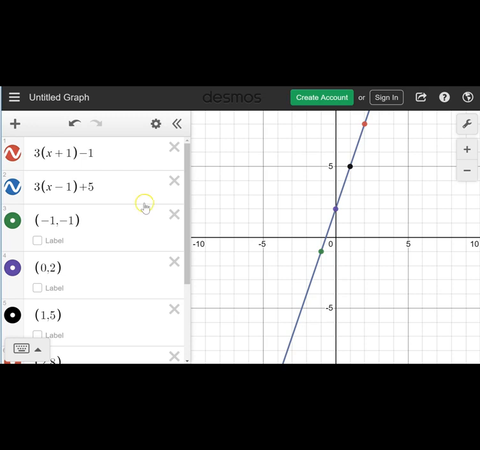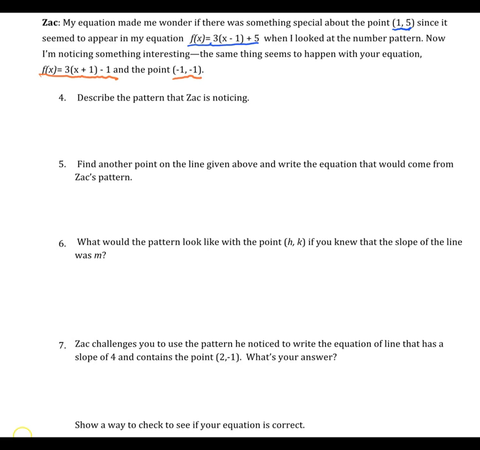So what we learned from this is it doesn't matter which point you use, whether Zach used (1, 5) or Sion used (-1, -1), as long as you follow a certain pattern, you can write a linear function rule in point slope form. So then Zach noticed, my equation made me wonder if there was something special about the point (1, 5), since it seemed to appear in my equation, f of x equals 3 times (x minus 1) plus 5, when I looked at the number pattern. Now I'm noticing something interesting. The same thing seems to happen with your equation, f of x equals 3 times (x plus 1) minus 1, and the point (-1, -1).